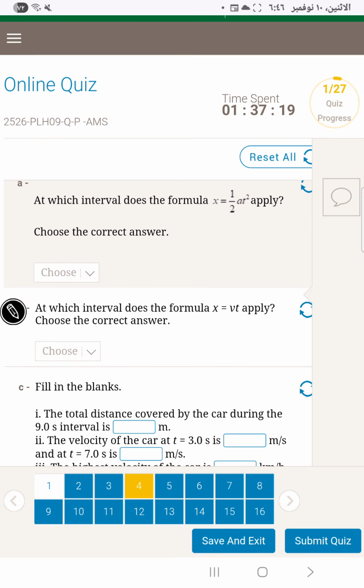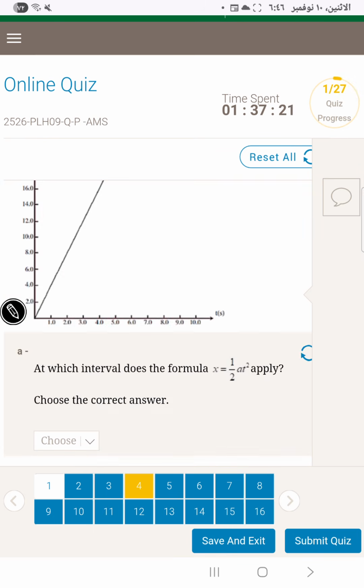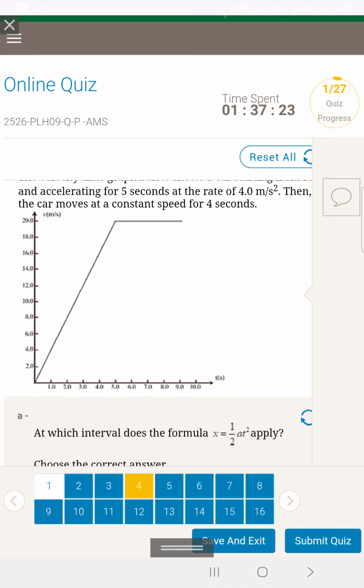At which interval does the formula x = vt apply? When the graph is horizontal, or it's moving at constant speed.